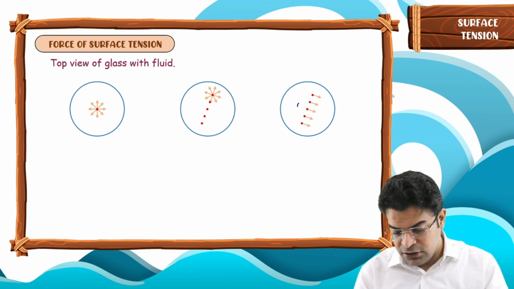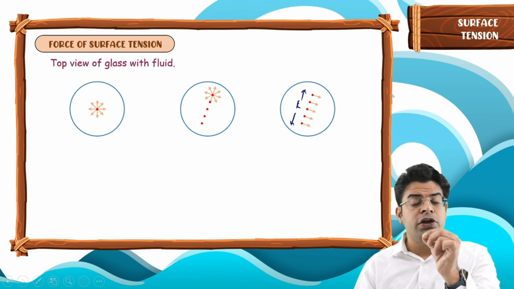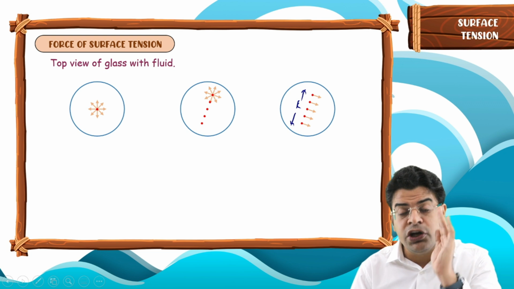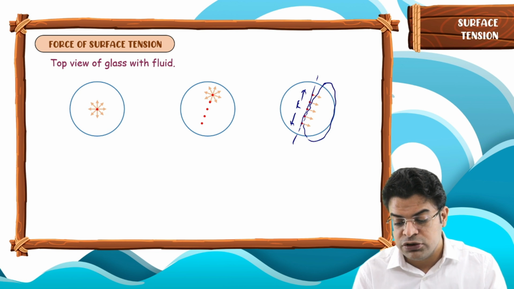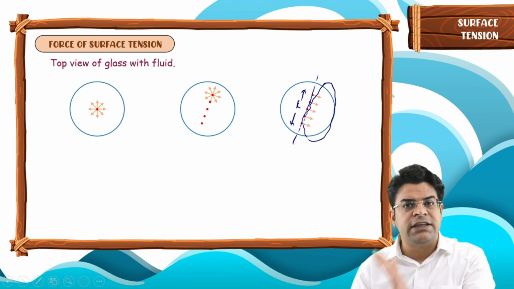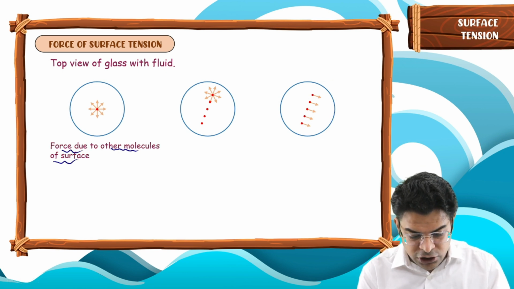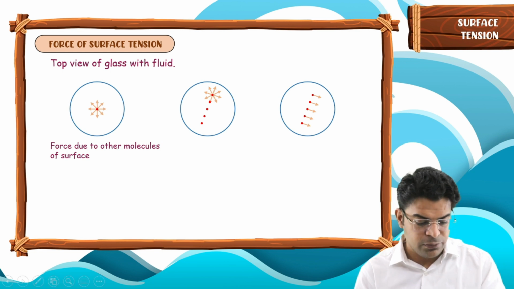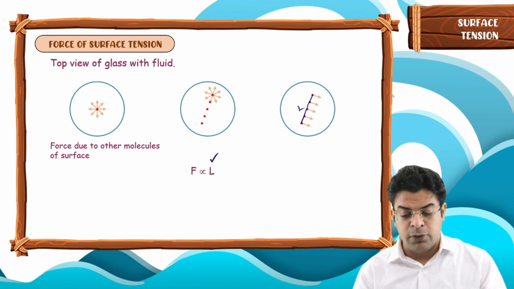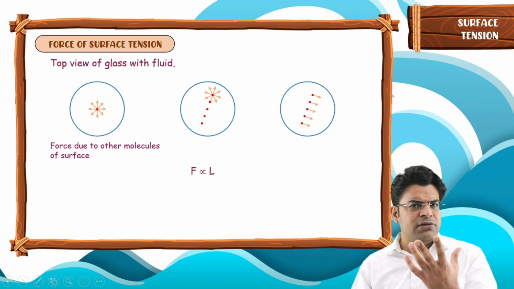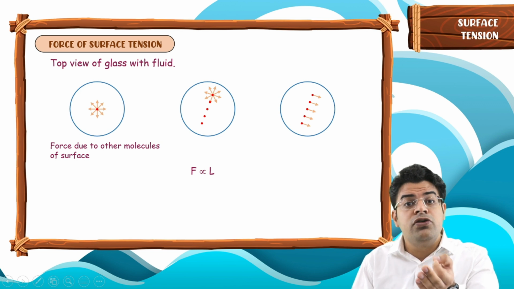So the greater the length you are considering, the greater will be the number of molecules, and the greater the number of molecules, the greater will be the force of surface tension due to the molecules present on one side of that line. Here I am showing forces due to the fluid molecules present on the right side of this line. So we can say force due to other molecules present on the surface looks like this. The force on an imaginary line of length L is directly proportional to the length, because the greater the length, the more the number of molecules. The more the number of molecules, the greater is the force due to the molecules present on one side.